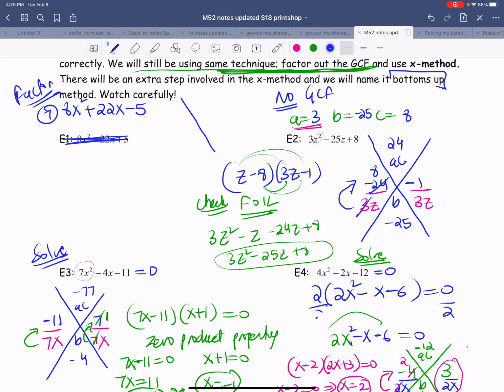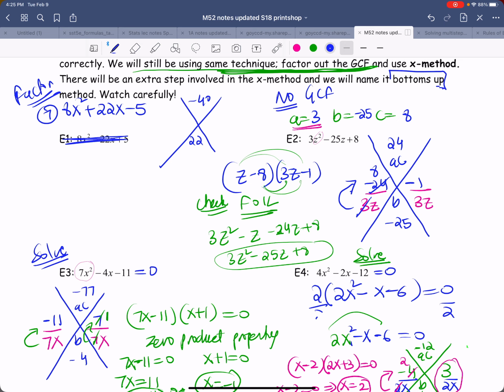I'm going to do the x method. 8 times 5 is negative 40, and there's 22. Can you think of two numbers that multiply to give you negative 40, but add up to give you positive 22? I don't think so. Well, 20 and 22 do. If I make them both negative, they won't multiply to give me negative 40.